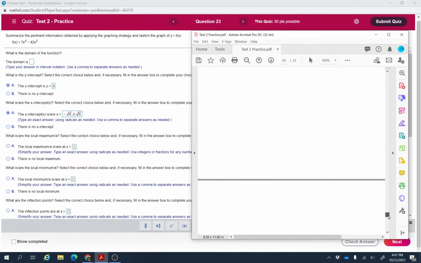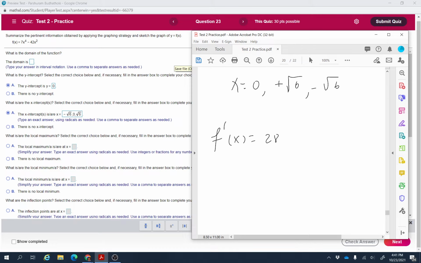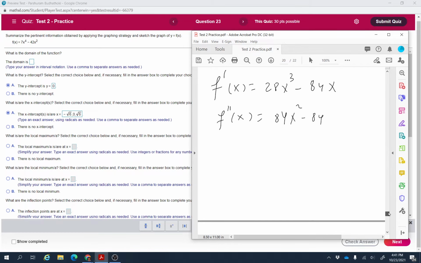So for that, find the first derivative. The function is this one. The first derivative of this function is 7 times 4, which is 28x cubed, minus 42 times 2, which is 84x. And then the second derivative of this function is 3 times 28, 84x squared minus 84. That's the second derivative. So find the critical points. Critical points can be found by equating the first derivative with 0 and solving for x. That gives us the critical numbers.